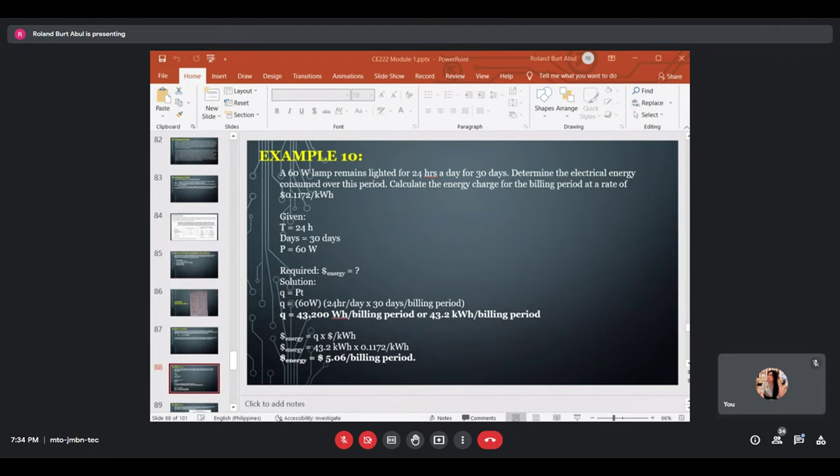So, when it comes to the energy charge, Q times unit cost of electricity. We just substitute: 43.2 kilowatt hours times 0.1172 per kilowatt hour. So your total energy charge is $5.06 per billing period. Did we understand this?